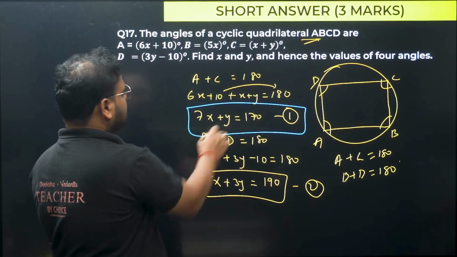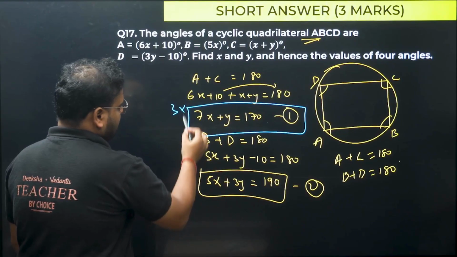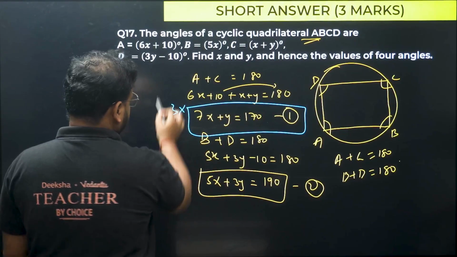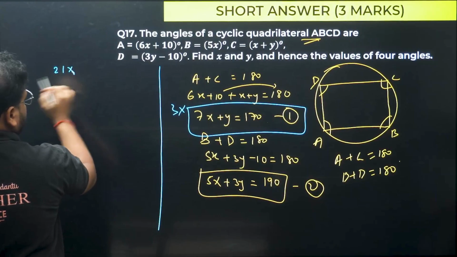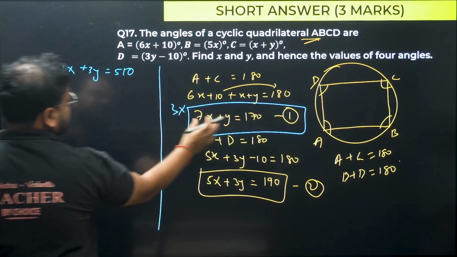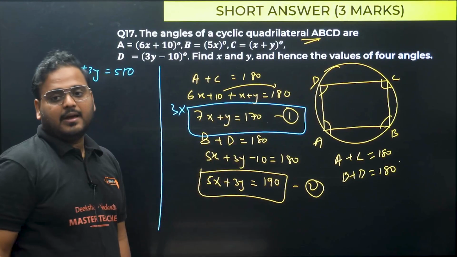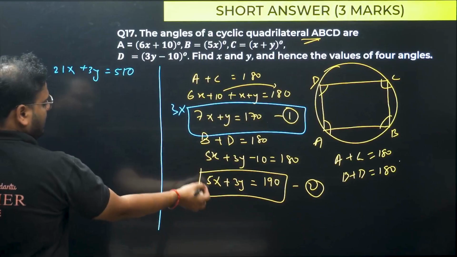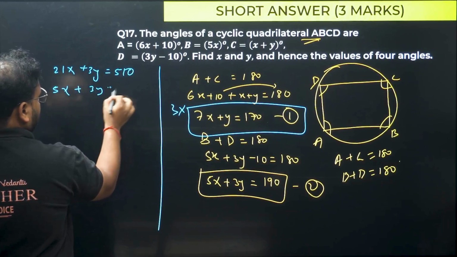Cancellation method. Multiply this with 3. Let's do that only. What we're gonna get? We'll have this equation as 21x plus 3y equals 510 degrees. 3 into 7, 3 into y, and 3 into 170. Okay, and write this equation over here. 5x plus 3y equal to 190.